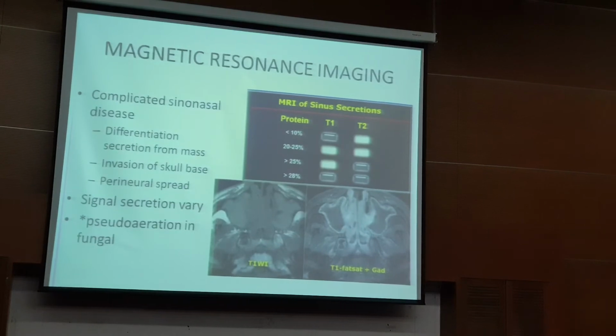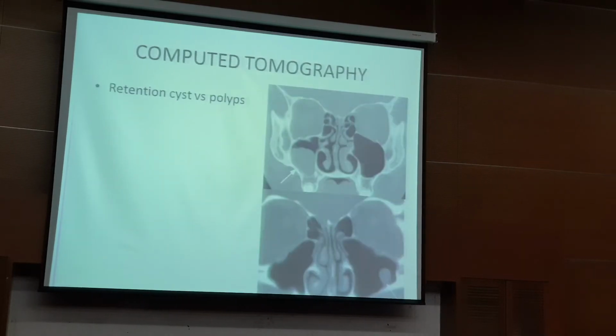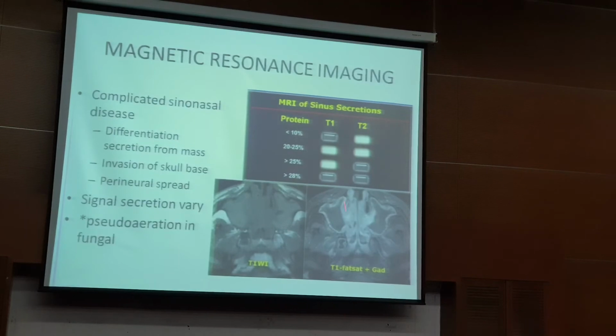Okay, MRI basically is done to look for complicated sinonasal disease. We can differentiate secretion from mass, invasion of skull base, or perineural spread. But the content of the secretion varies according to the protein content. Note here that if the content goes beyond 28% protein content, the signal will be low on T1 and low on T2.